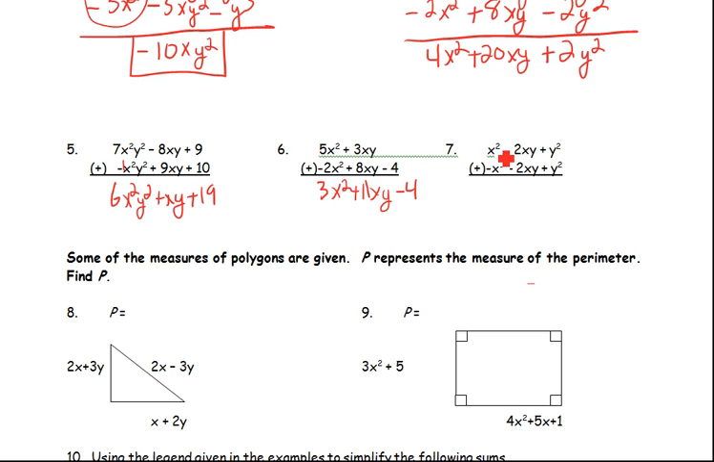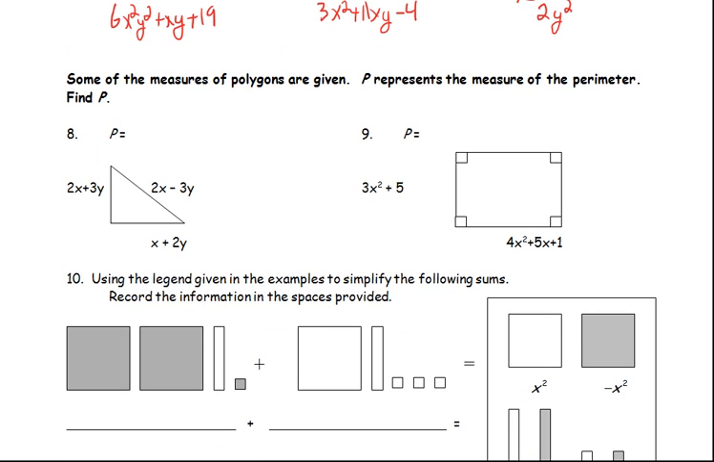Okay. Now look here. X squared minus x squared, they cancel out. 2xy minus 2xy, they cancel out. Y squared plus y squared, that's 1 plus 1, that's a second, so it leaves us with 2y squared. Alright.